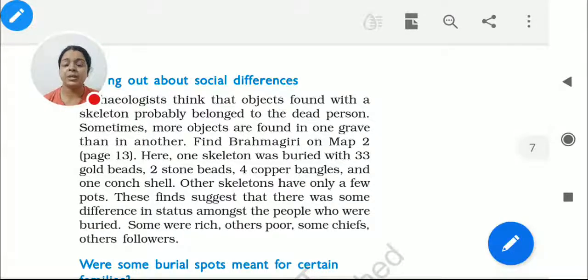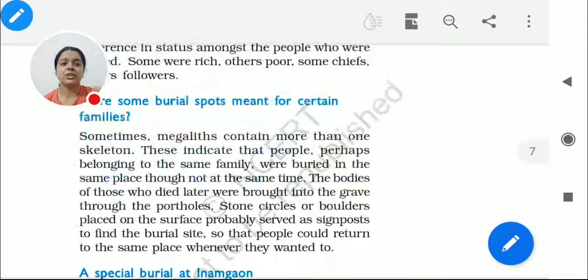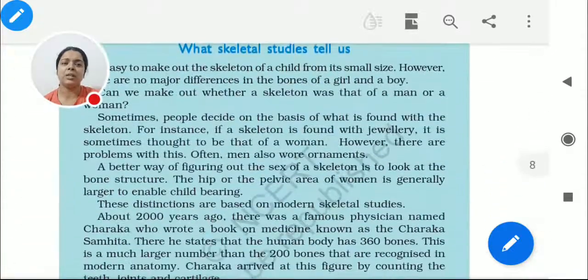Even if a horse was buried with the person, and the accessories related to the horse, along with weapons and tools, were available, it shows that the person was definitely a warrior. Because if the warrior dies, in the next life the person is in need of all these things, right? We got to know about all these social differences.